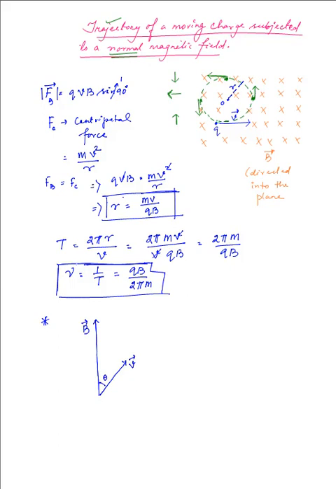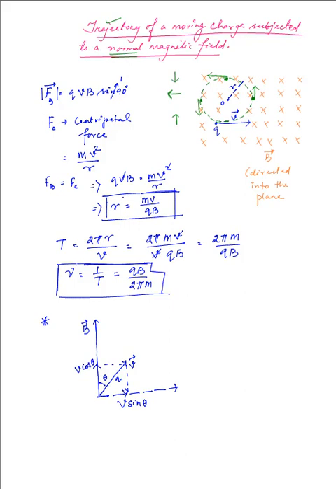Then what do we get? Well, in this case we can consider two components of that velocity for the given charge. One of the components is along the line which is perpendicular to the magnetic field. This is v sin theta, and this is v cos theta.